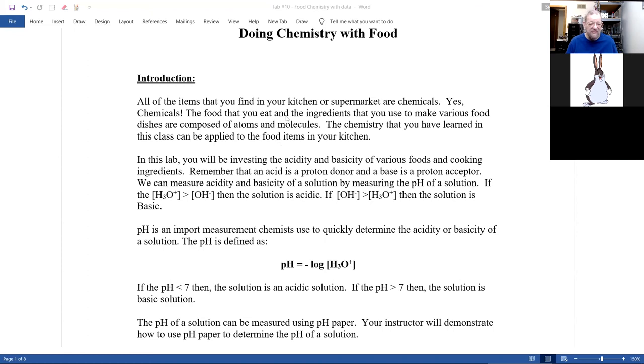The food you eat, and the chemistry that you've learned in this class, can be applied to food items in your kitchen. Tomorrow, not today, I'll tell you two great stories about me and acids and bases when I was young. Yes, I was dealing with that when I was young. But anyways, in this lab, you'll be investigating the acidity and basicity of various foods and cooking ingredients.